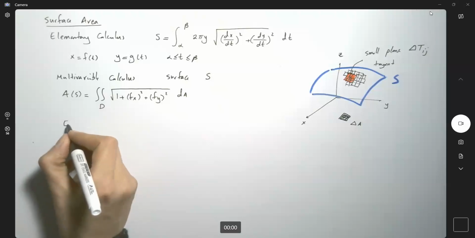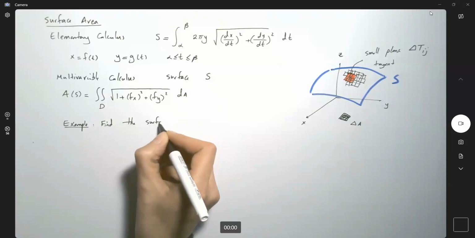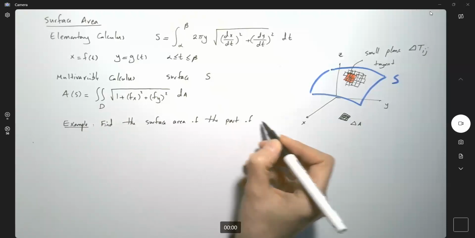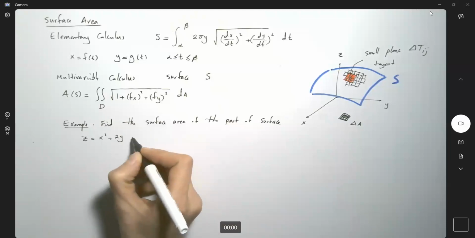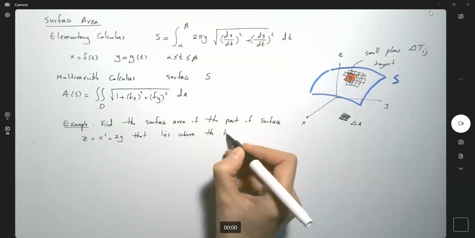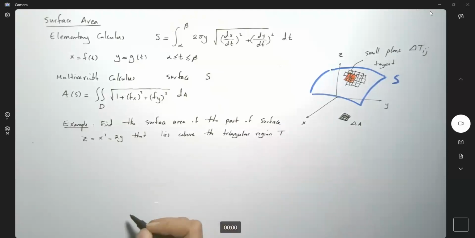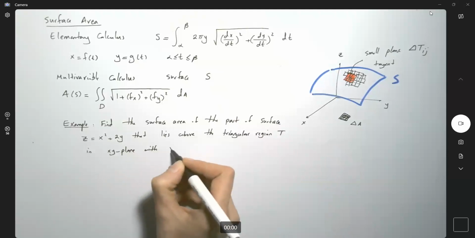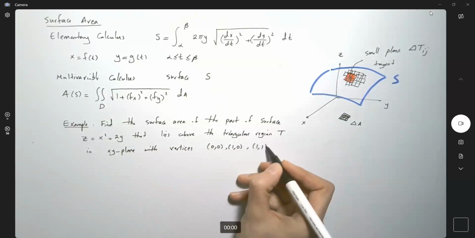This question says, find the area of the surface, or surface area, of the part of the surface z equals x squared plus 2y that lies above the triangular region T in the xy plane with vertices (0, 0), (1, 0), and (1, 1).